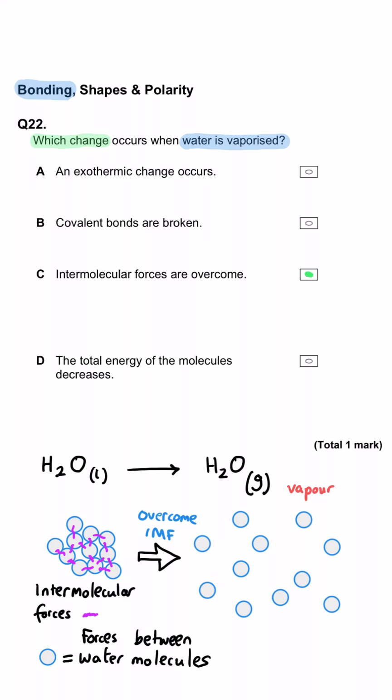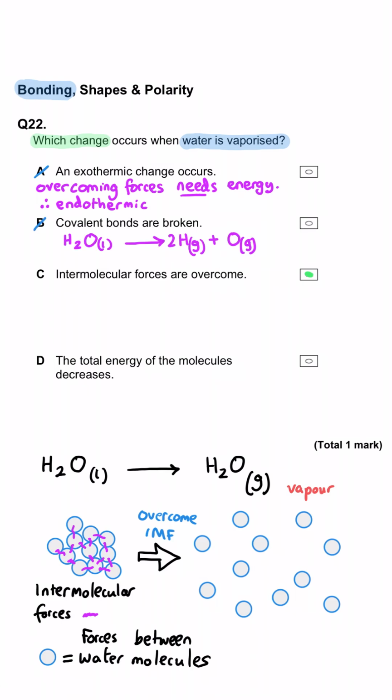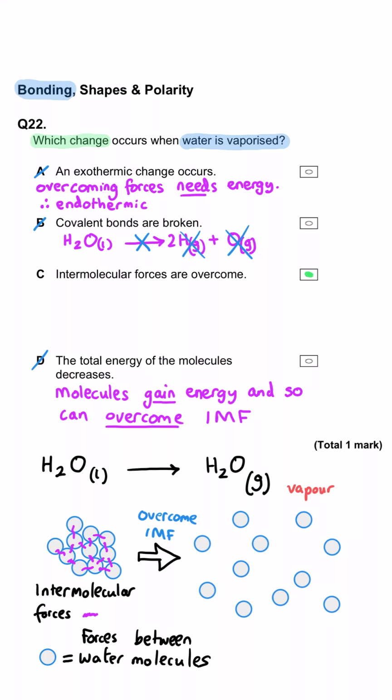A is incorrect because it actually requires energy to make this happen, so it will actually be endothermic. B is wrong because we aren't breaking any of the covalent bonds in the water itself, we're just breaking the forces between water molecules. And D is going to be definitely wrong because the molecules will have more energy once they have vaporized, because that's how they're able to overcome those intermolecular forces, by gaining energy. So C is the correct answer.